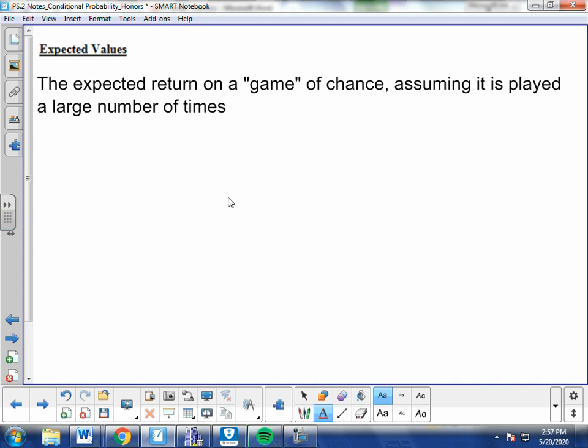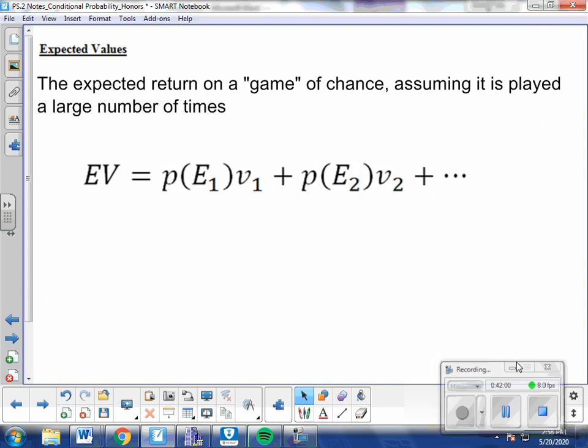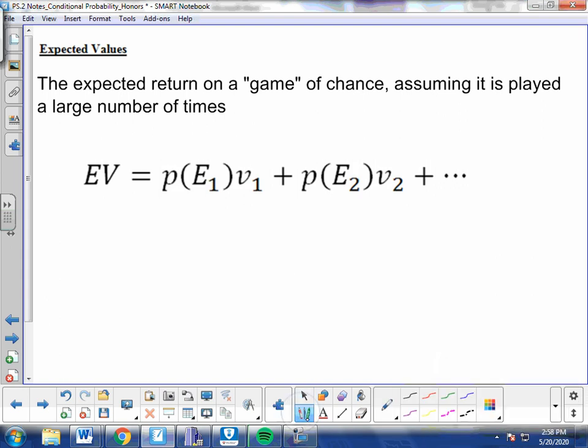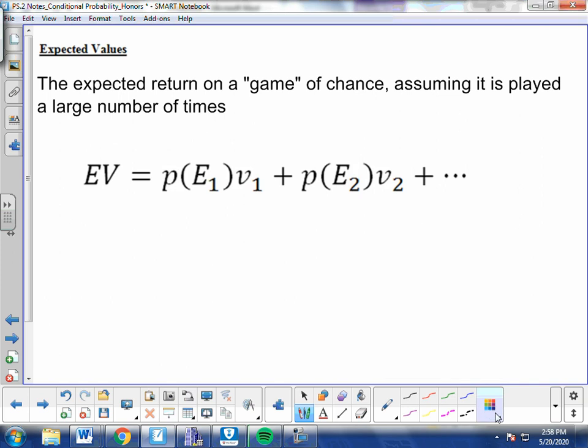And what we're going to get for this is a formula. Now this formula is going to take into account what we call value. So EV stands for expected value, capital E, capital V. We know this notation, P of E1 would be the probability of event 1 occurring. V1 would be the value of event 1. So V sub 1 is going to be the value of event 1.